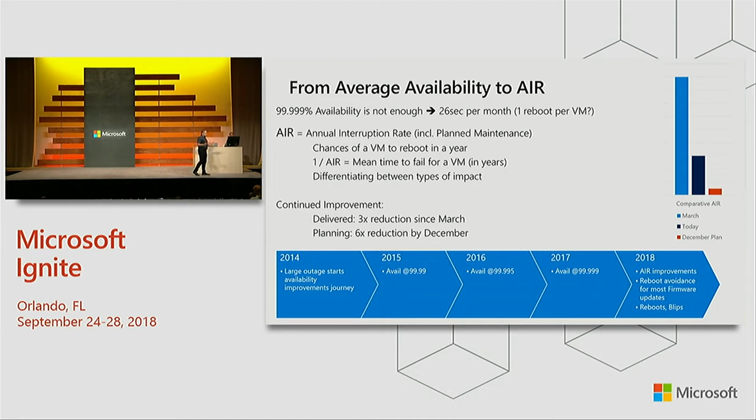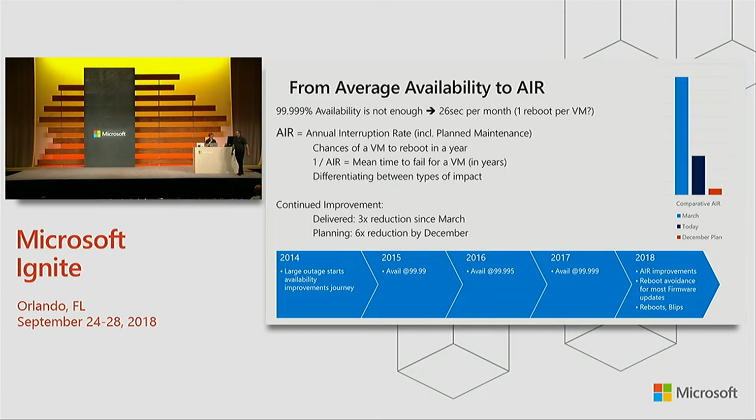We did separate between what we called AIR-R, annual interruption rate of reboots, and AIR-BP, AIR due to blips and pauses. And we are explicitly measuring each one of those. Once you start focusing on this, once you are able to measure them for your application, in my case, for the Azure application, we are definitely seeing the trajectory, teams are focused on improving it, and so on.